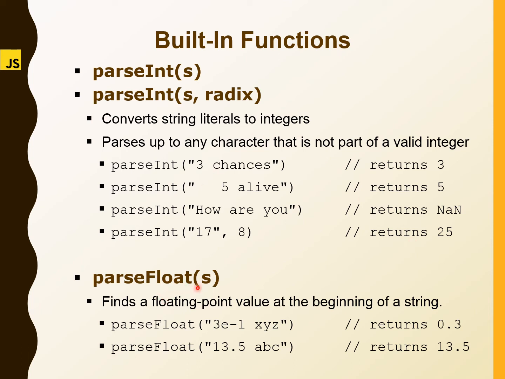Then parseFloat of s. parseFloat is a function used to convert a string to a floating value. It finds a floating point value at the beginning of a string. So parseFloat of 3e raised to minus 1 xy is z. What happens here is that 3e raised to minus 1 is converted to a floating point value, that is 0.3. The next example is parseFloat of 13.5 ABC. In this string we have a floating point value 13.5, so the result is 13.5. This string produces an output of 13.5.